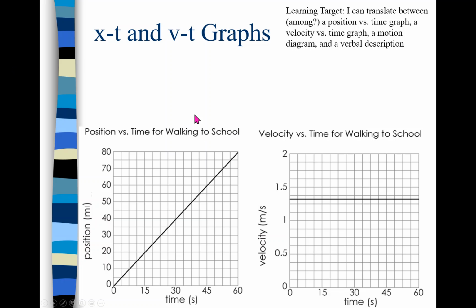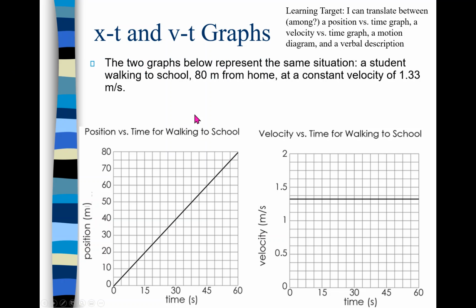So, speaking of verbal descriptions, we've got two graphs below showing the same situation. As we can see, this one over here is a position time graph, then we have a velocity time graph, both for walking to school. So a student is walking to school, it's 80 meters from home. So their home is considered the reference point, and they're chugging along at a constant velocity of 1.33 meters per second.